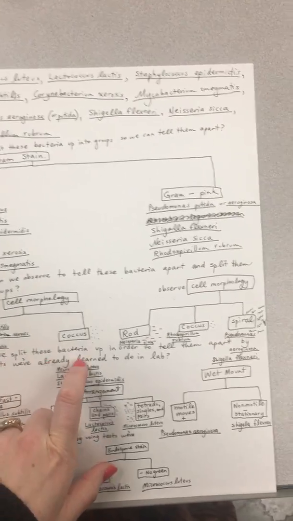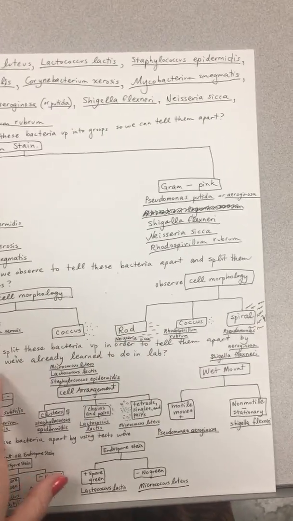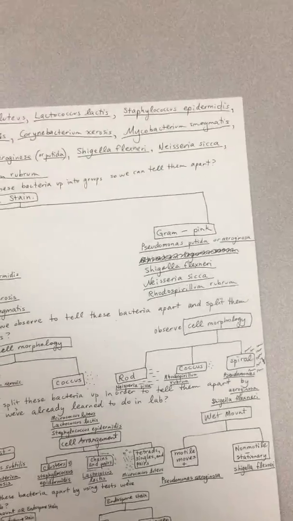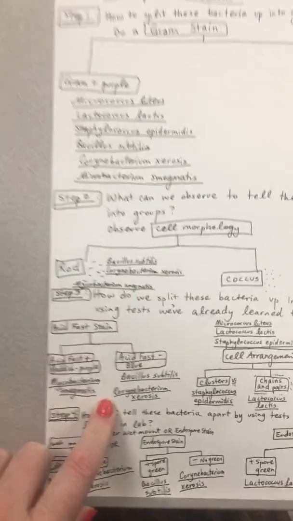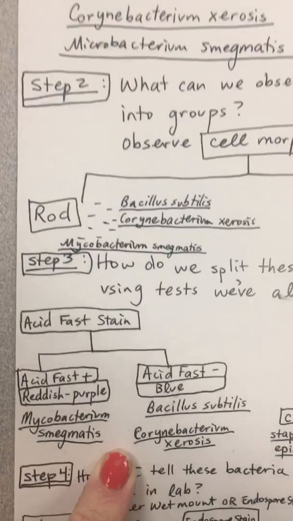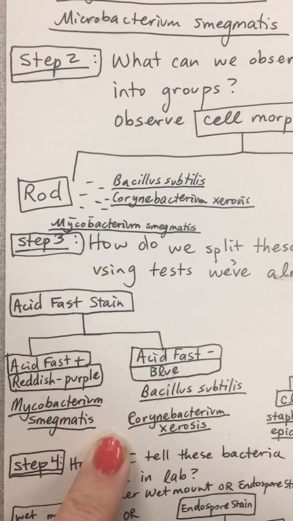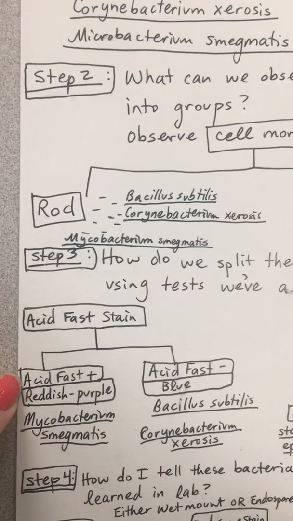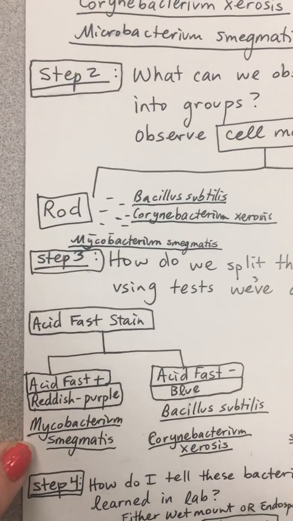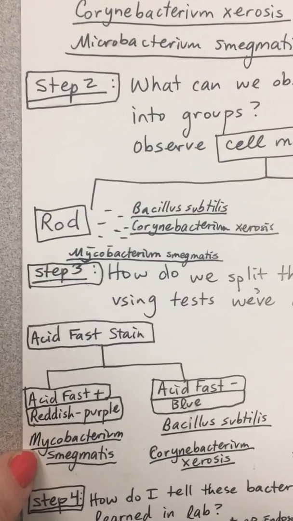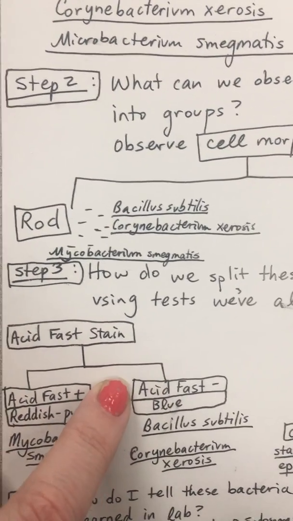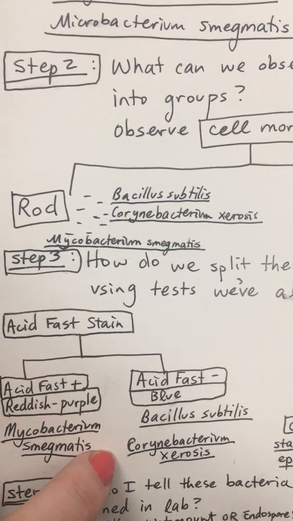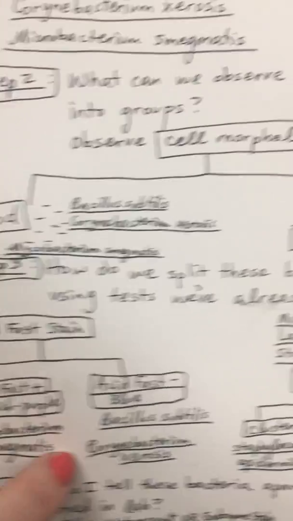How do we split these bacteria up in order to tell them apart by using the tests we've already learned to do in lab? All right, let's zoom in. For those gram-positive purple bacteria that are rod-shaped, you can do an acid-fast stain. If you have an acid-fast positive microorganism, it's going to be Mycobacterium smegmatis. If you have an acid-fast negative blue bacteria, it'll probably be Bacillus subtilis or Corynebacterium xerosis.